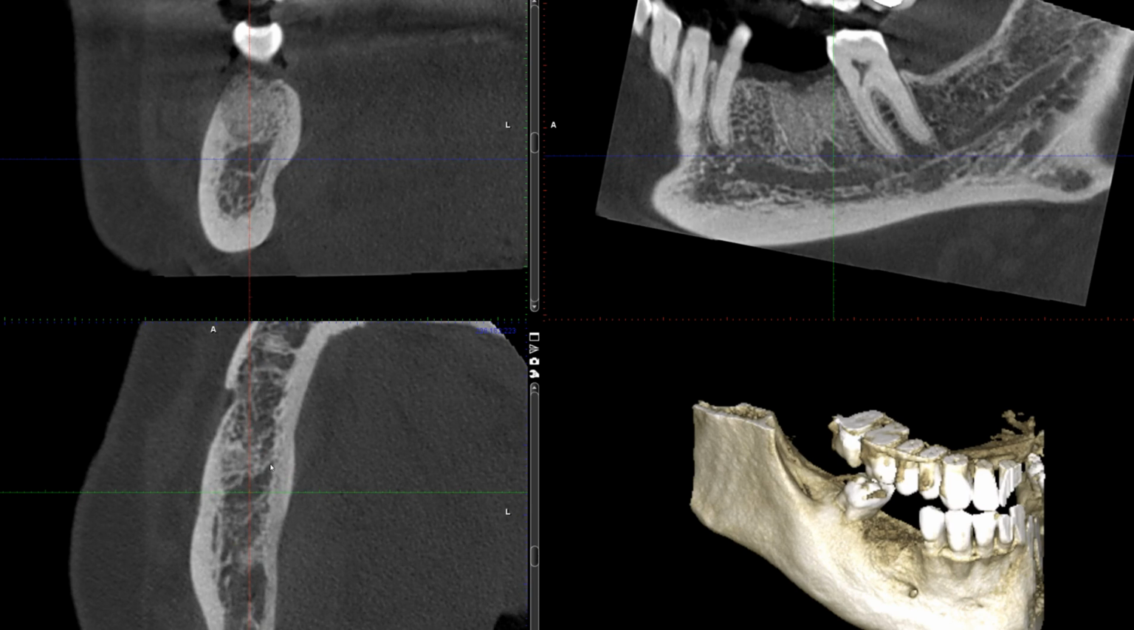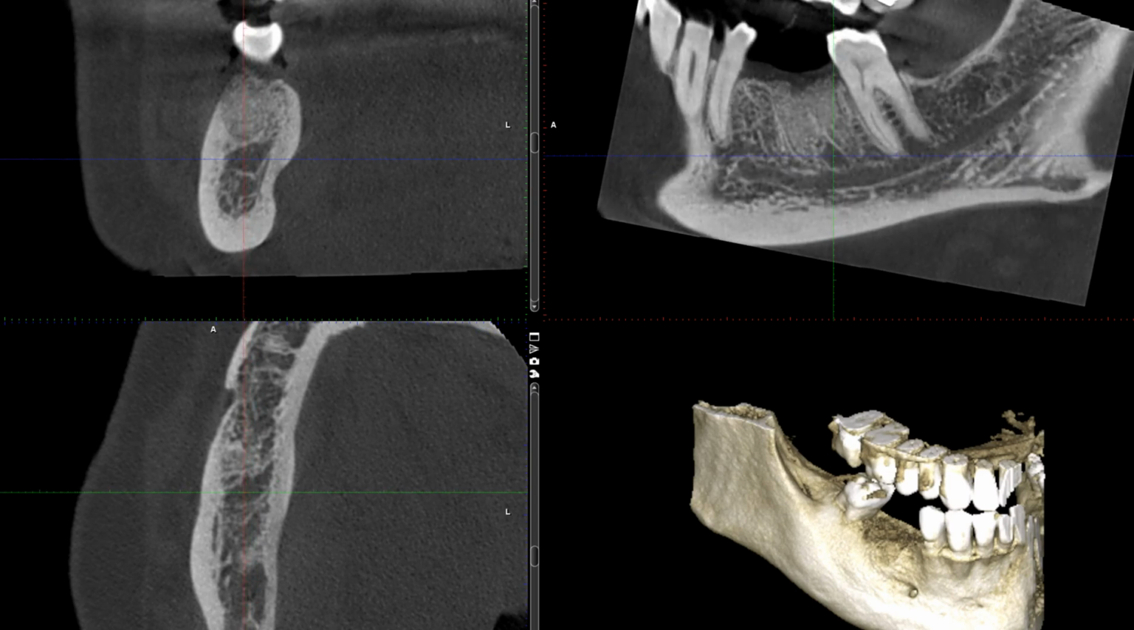It appears to extend to the endosteal surface of the lingual cortical plate, but again, are we seeing any mass effect? We don't. We don't see any evidence of thinning or expansion of the cortical plates. So those are some of the features.